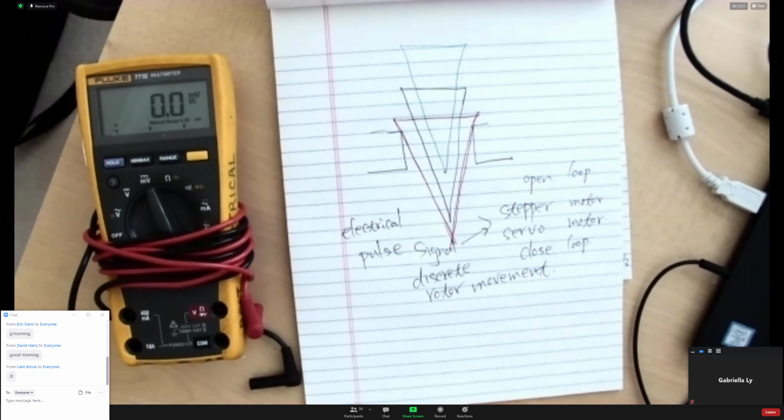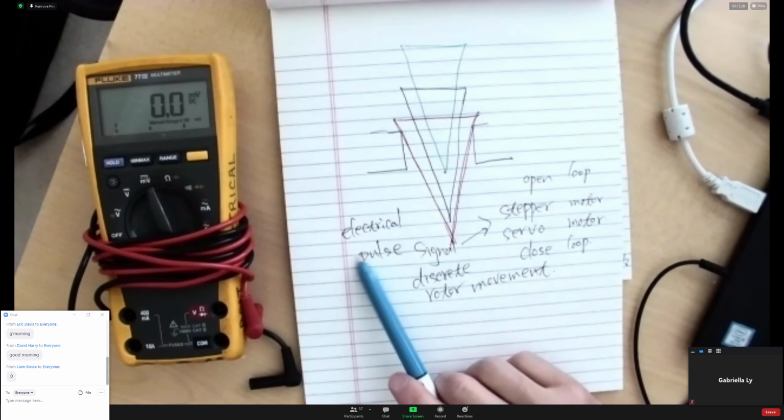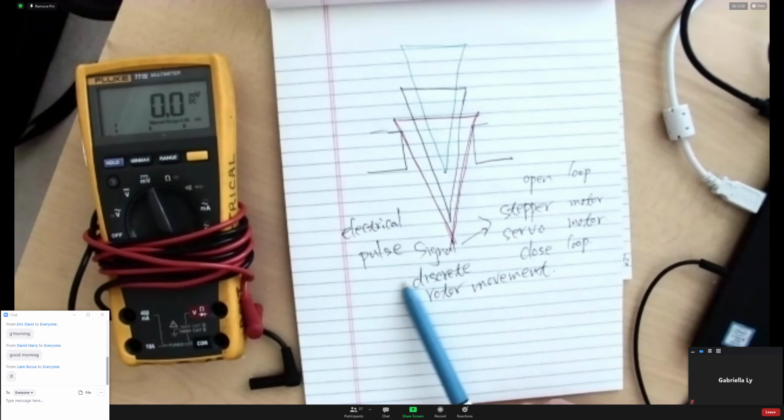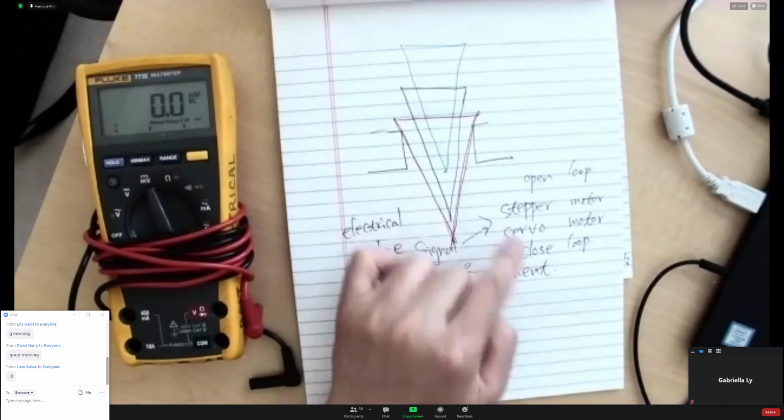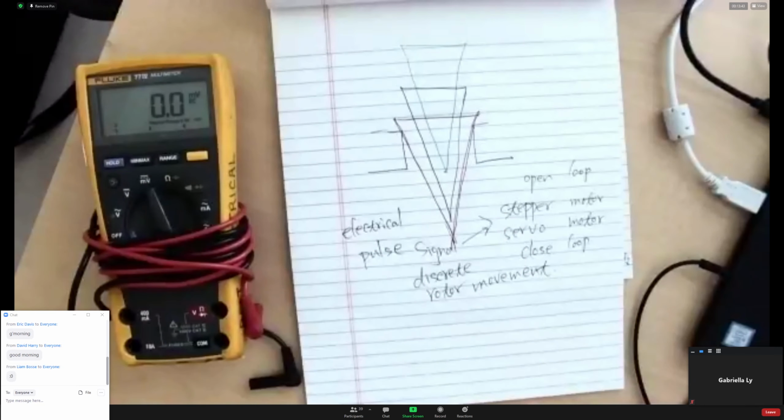So if you see a multiple choice question that asks, whenever an electrical pulse signal is sent into a certain type of motor to make a discrete rotor movement, it will be one of these, depending on which one is in the choices down there. We good?